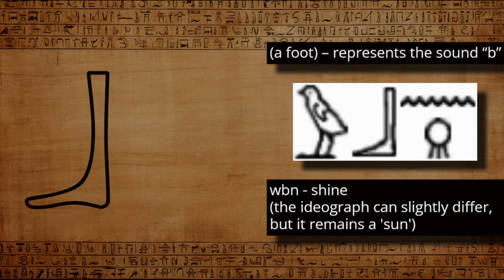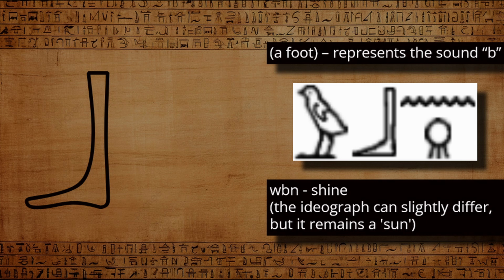Next, we move on to a hieroglyph shaped like a foot. Actually, a little bit of flag as well. This one represents the sound B. And if you caught my first little trip, you might recognize this in the word weapon, which means to shine or to rise.